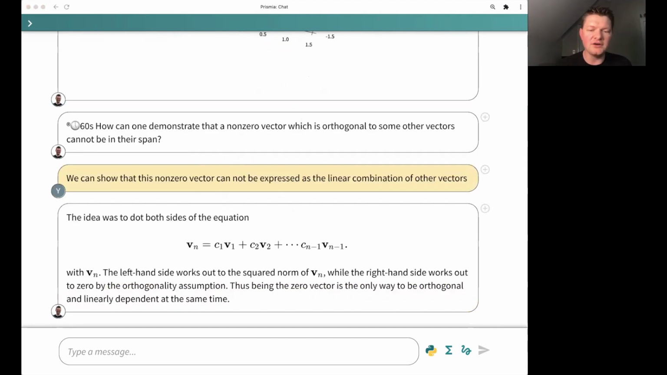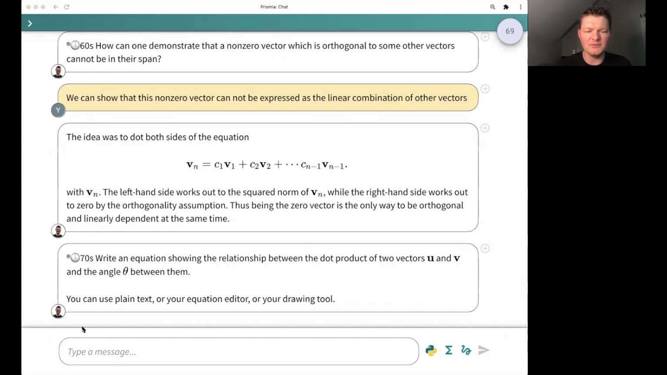Okay, so one other really important, perhaps most fundamental property of the dot product is the relationship between the dot product of two vectors and the angle, let's call it theta, between those two vectors.